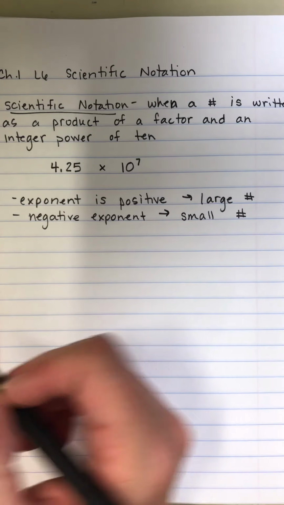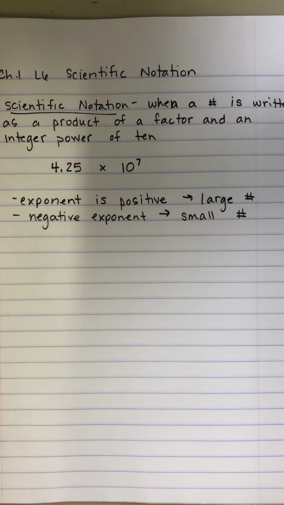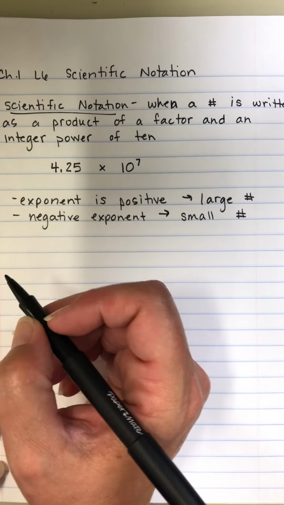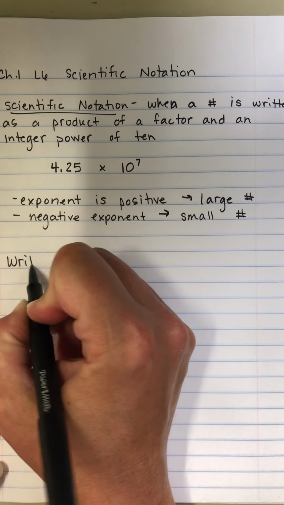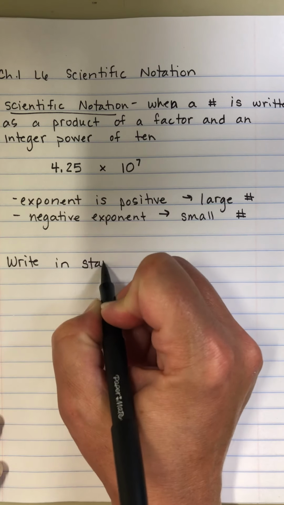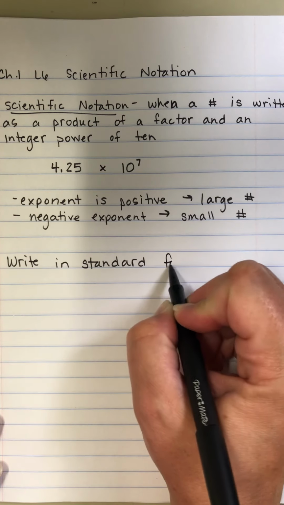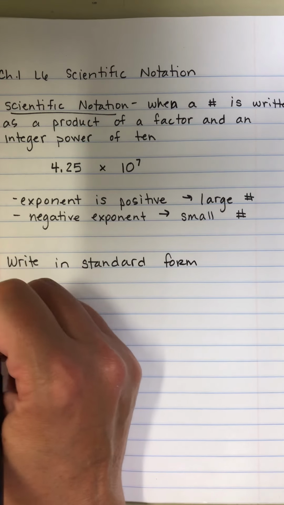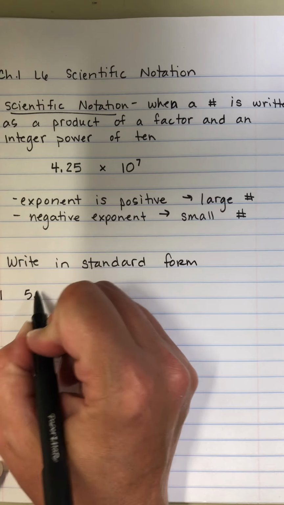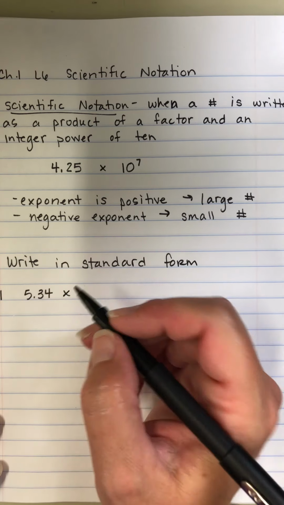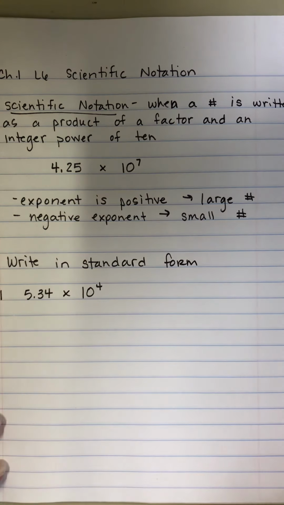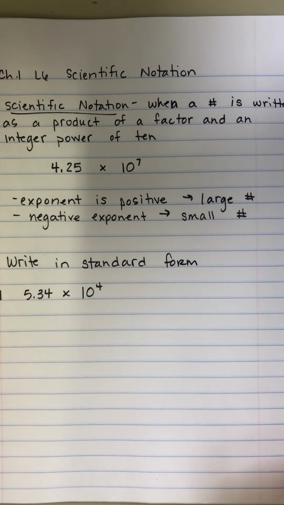We're going to practice going from scientific notation to standard form and then also from standard form back to scientific notation. First set of examples we're going to do, we're going to write in standard form. Five and 34/100 times 10 to the 4th power. Now we did do this in 5th grade. We learned how to multiply numbers by powers of 10. If you wanted to, you could rewrite your power of 10 as a standard form number, but you don't want to have to do that.